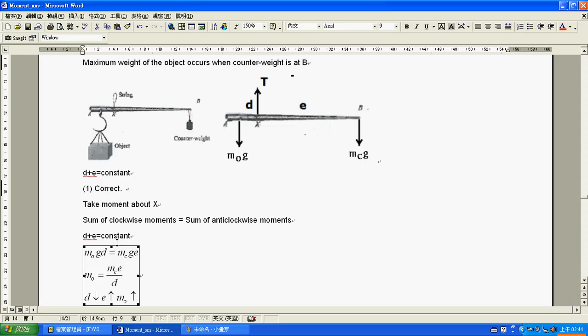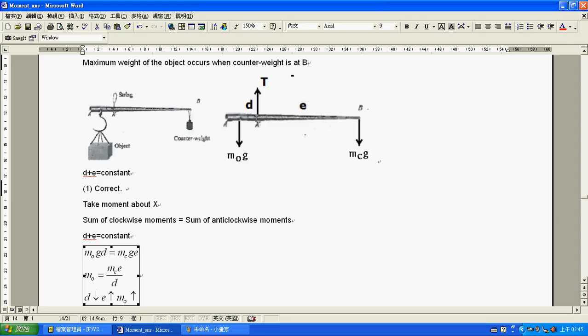Now let's look at it. The clockwise moment should be MC times G, and the anti-clockwise moment should be MO times G. And then moving the term G D to the other side, we get the mass of the object should be equal to MC, the mass of the counterweight, times E divided by D. So as the point X moves towards A, we can see that D decreases and E increases. So the mass of the object increases.